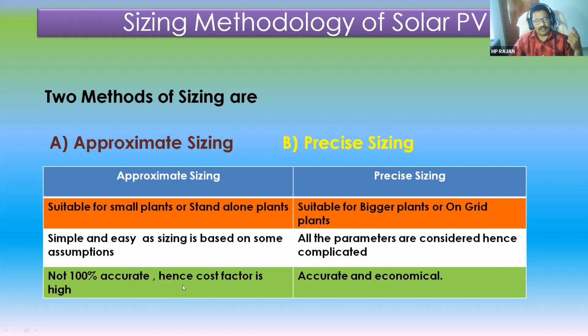But here, we cannot take a risk, so we will go for the higher value. That increases the cost factor. So these are the main differences between approximate sizing and precise sizing.